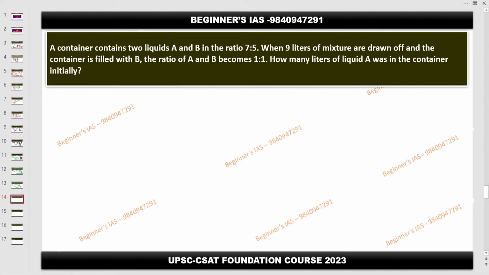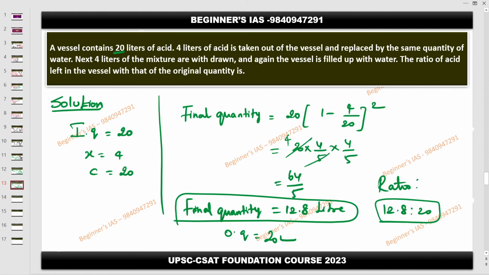Sir, the last problem: is it with respect to the final quantity or the initial quantity? The final quantity is 12.8 now. So with respect to the original quantity, it is 12.8 by 20, the ratio. Okay. Clear? Thank you, sir. Yes, sir. Clear.